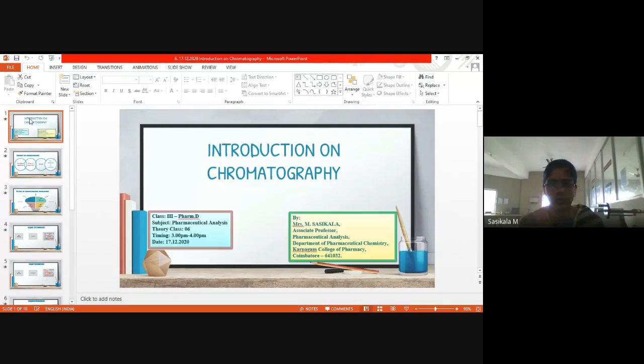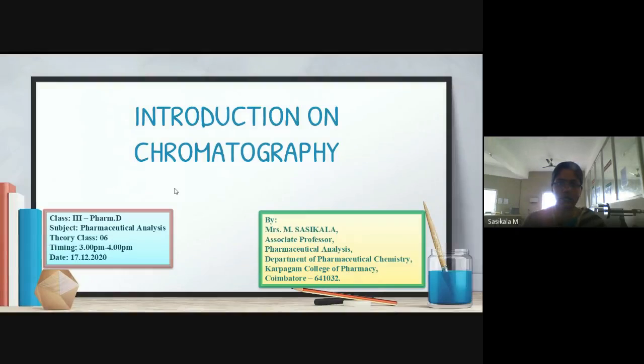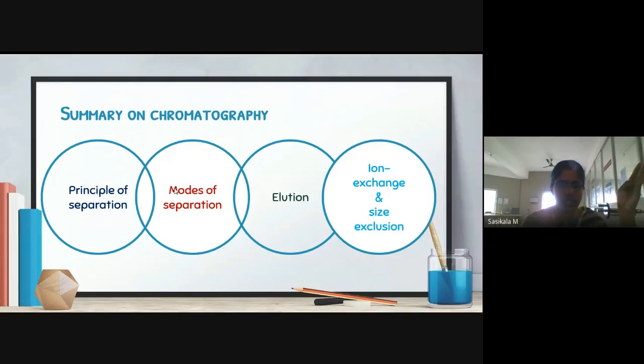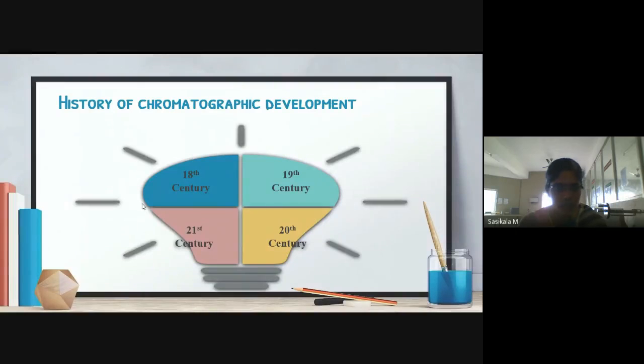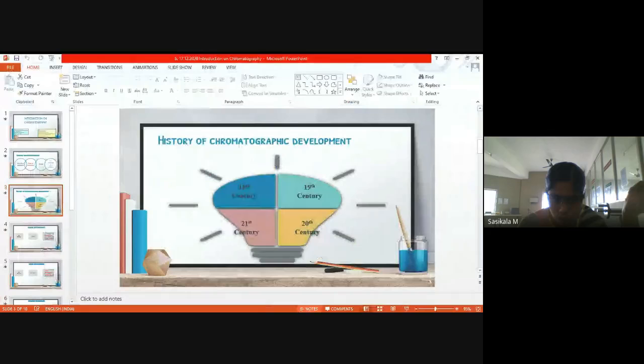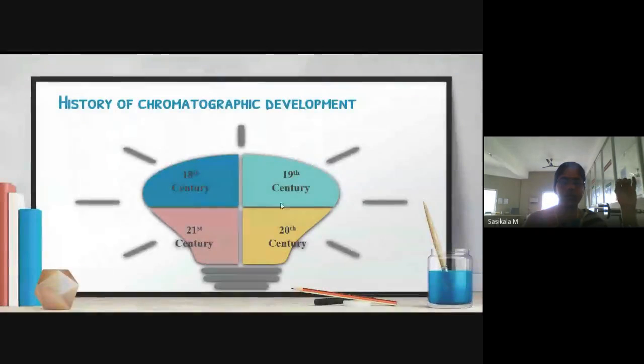So as a part of introduction to chromatography, we'll be seeing about the history of chromatography. In the last class, we discussed the classification and definition of chromatography. So now let's move on to the history of chromatographic development.